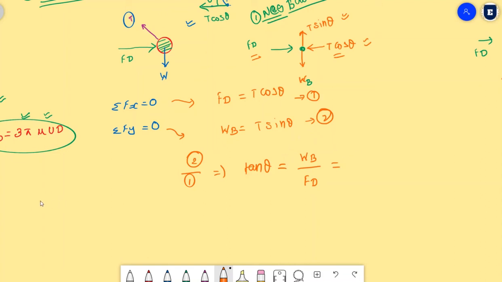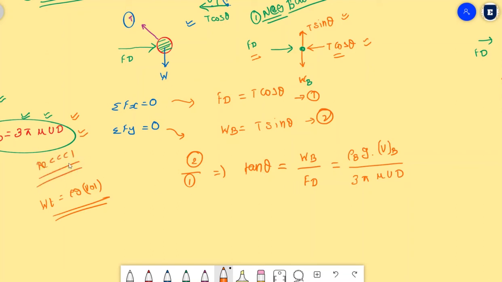Okay, in general, we know weight is nothing but density times g times volume. All these things have already been discussed in the buoyancy chapter, or this is from the basics only. We already know that. If I want to find the weight of the body, then it should be density of the body times g times volume of the body. Don't forget that. And drag force, as we know already, is going to be 3 pi mu u into d. And why am I using Stokes law? Because Reynolds number is much lesser than 1. If it is not very small, I cannot use it. Keep it in mind.